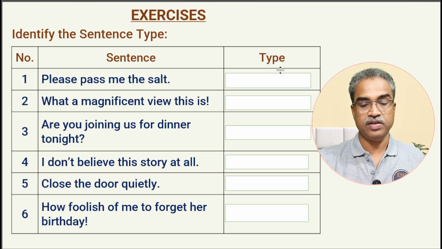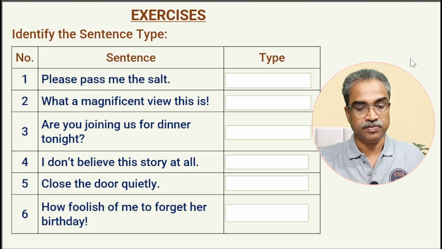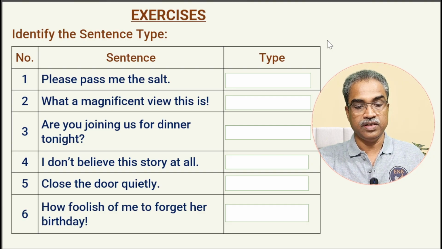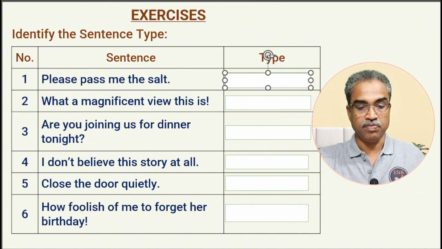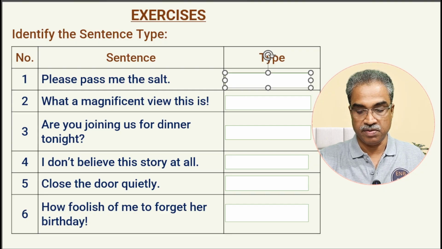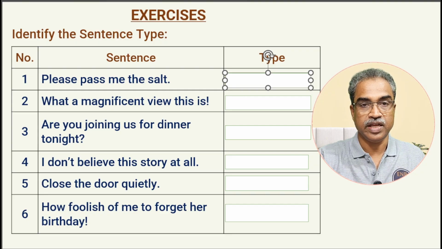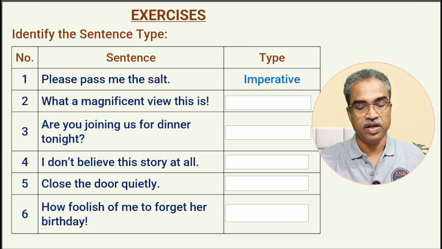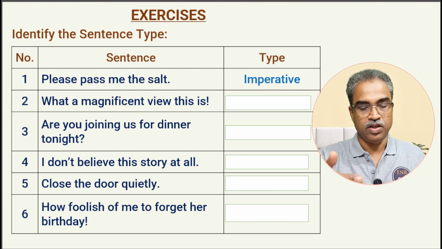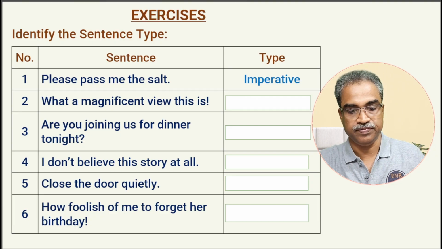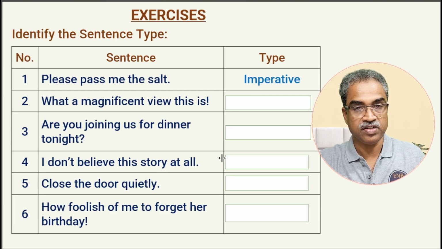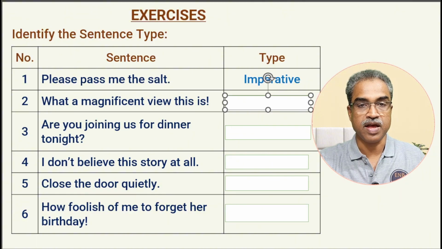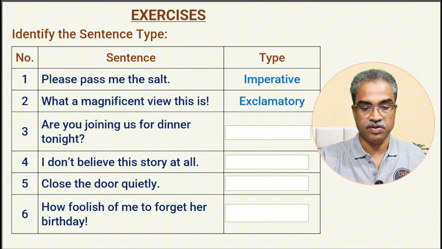Now, let's wind up this class with some exercises. Identify the sentence type. This is interesting. Please pass me the salt. What kind of sentence? Is it statement, interrogative, imperative, exclamatory? And you know it is imperative. Why imperative? It's a request. Please pass. You, we are not using. Next is, what a magnificent view this is. What a magnificent view. Definitely exclamatory.